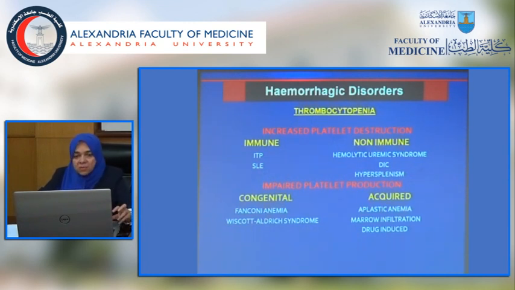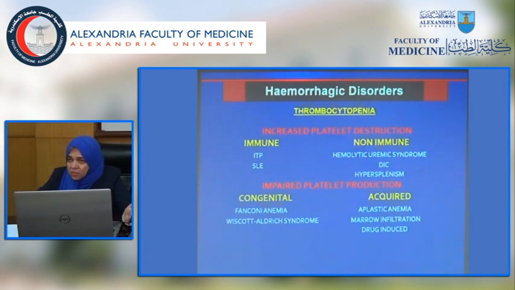Non-immune causes, like hemolytic uremic syndrome. Hemolytic uremic syndrome often occurs after a gastrointestinal infection with E. coli bacteria. It is a condition that will affect the blood and blood vessels. It will result in the destruction of blood platelets, a low red blood cell count, and kidney failure due to damage of small blood vessels.